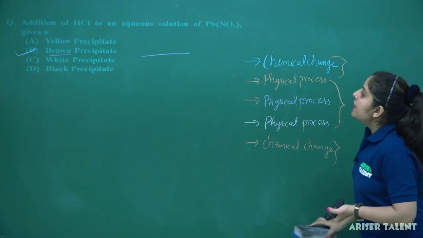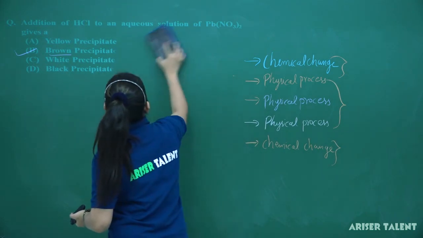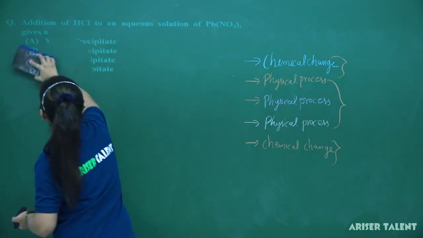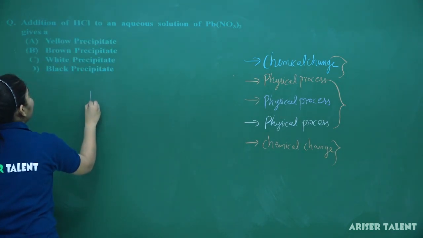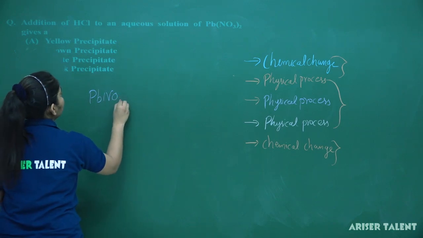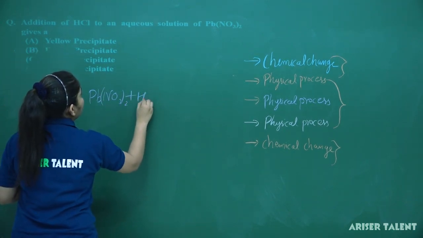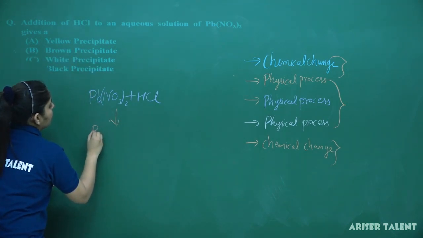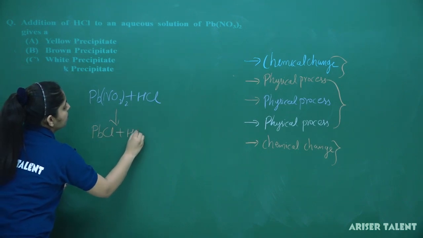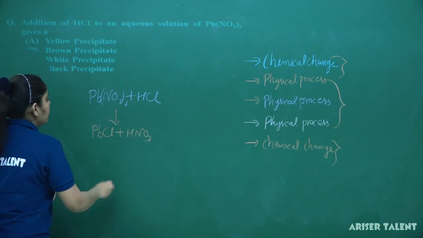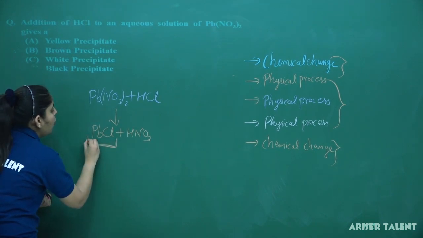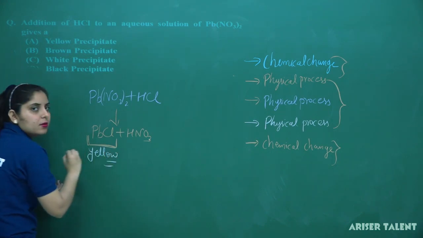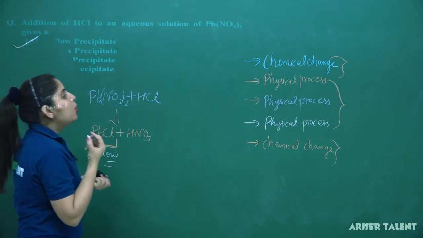Now, we are on our last question. Addition of HCl to the aqueous solution of Pb(NO3)2 gives a... If I am given a Pb(NO3)2 solution and I am adding HCl to it, what I am getting here will be PbCl2 and HNO3. The lead chloride precipitate we are obtaining here will be yellow in color. So, the correct option here will be the yellow precipitate.